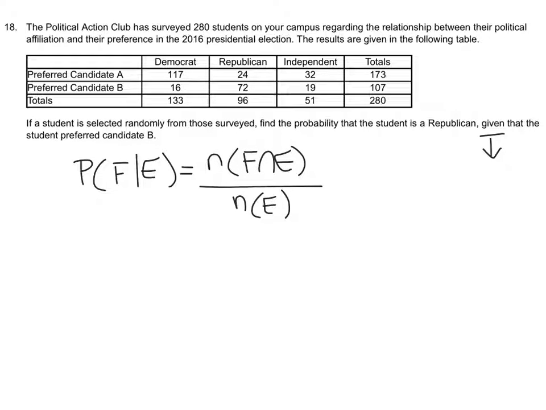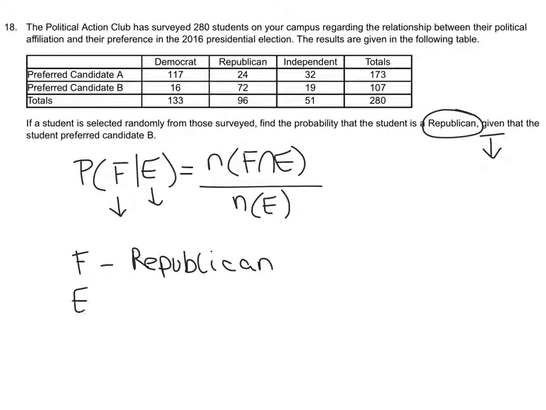Before we start substituting values into our formula, we first need to identify event E and event F. Notice that we have the probability of F given E. So the event after the word given in our problem is going to be event E, and the event before the word given is going to be event F. So event F is that the student is a Republican, and event E is that the student prefers candidate B.